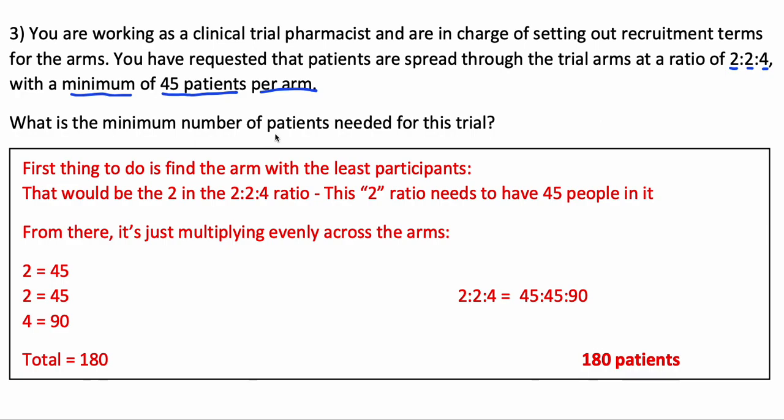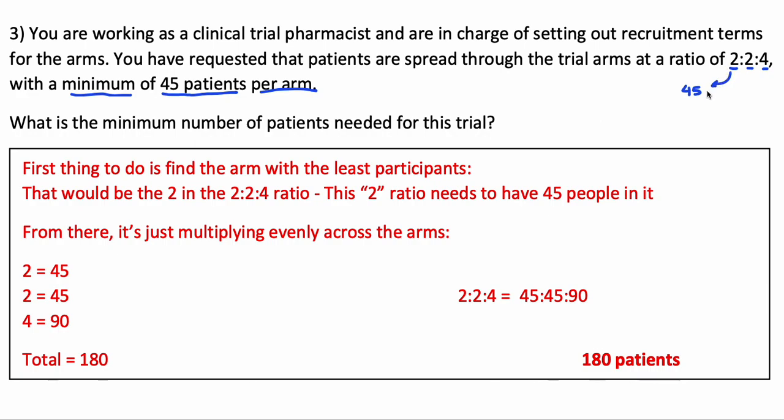This means the smallest number of patients in one arm has to be 45. So we're going to go off that basis. So the first thing we need to do is find the arm with the least participants. In these 3 arms, it would be the values of 2. So this 2, remember, we have a minimum of 45 people per arm. This 2 would have 45 people in it as a minimum.